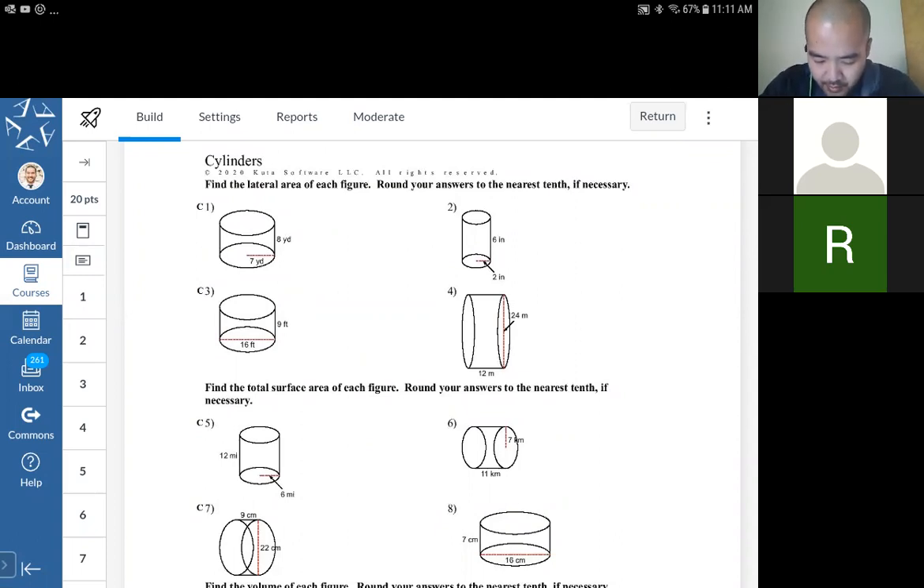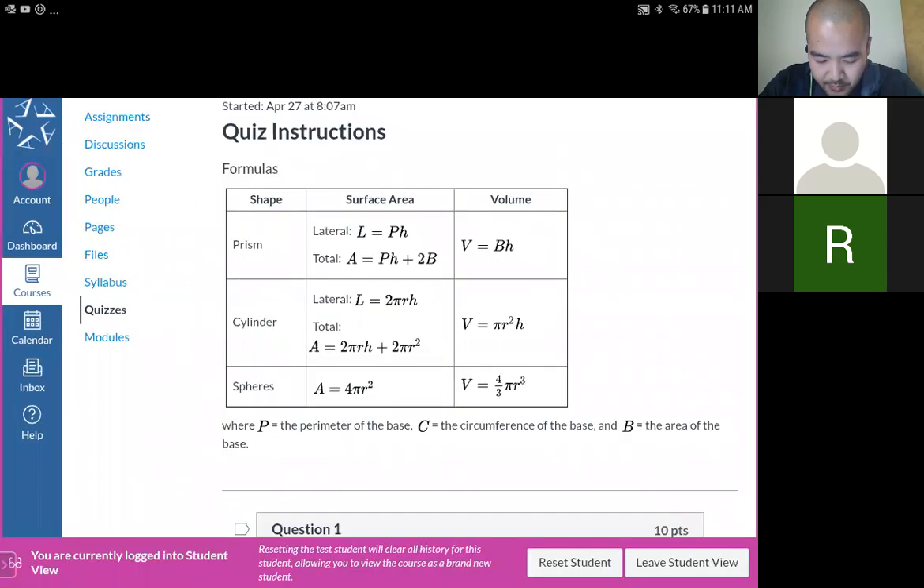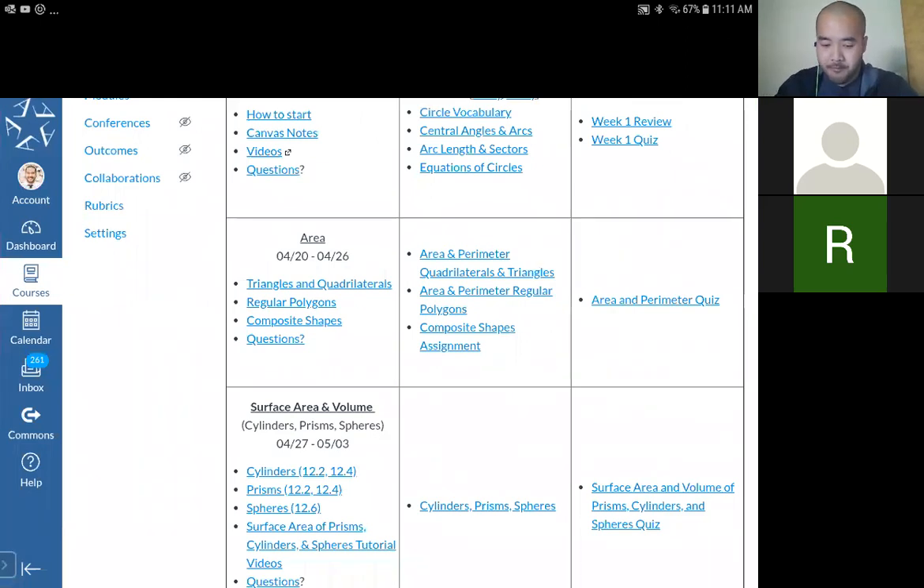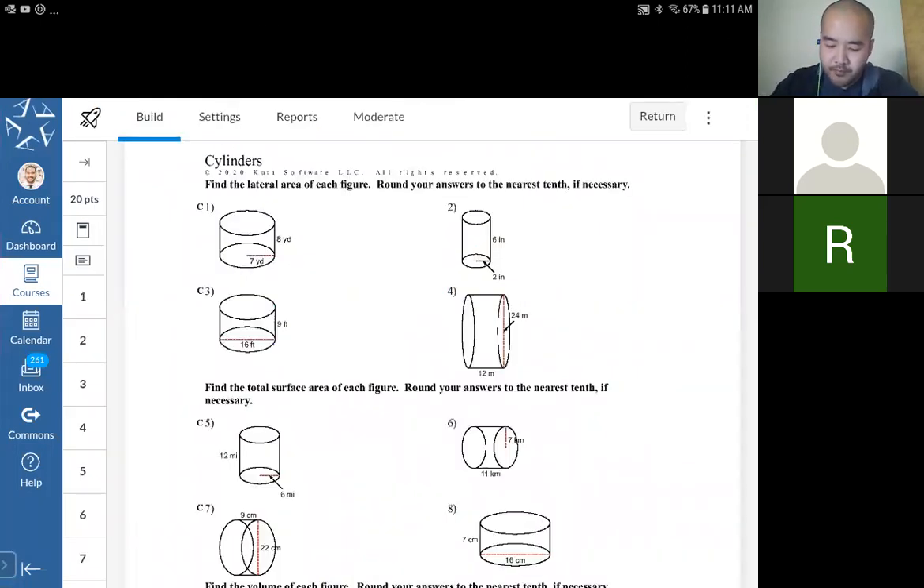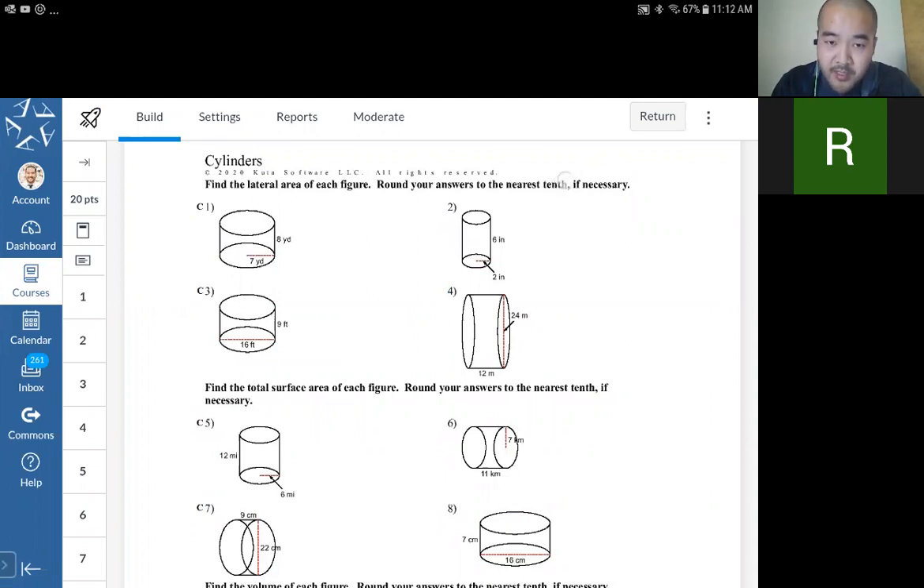so when you're finding lateral area, that's going to be this formula, pi 2rh. So that first one, also remember round to the 10th. So the 10th being to 1 decimal place. So for number 1 here, it's 2 times pi times radius is 7, height is 8. Here's that answer. So 351.9 is the answer to number 1. That's all you have to do for lateral area.